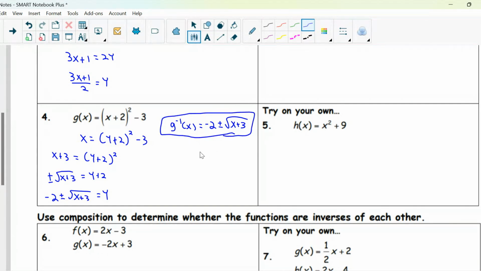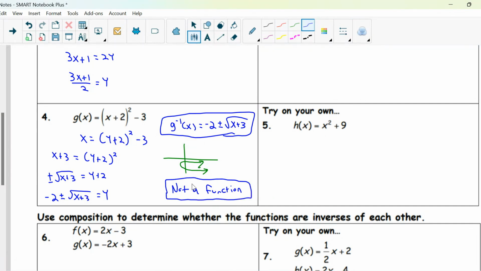Okay, if you were to graph this, this would end up giving you some sort of sideways looking parabola. I can actually sketch it for you real quick. It would give you something that looks like this. And this would not be a function because it would fail the vertical line test.